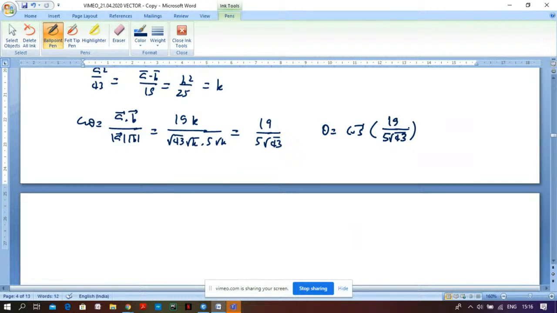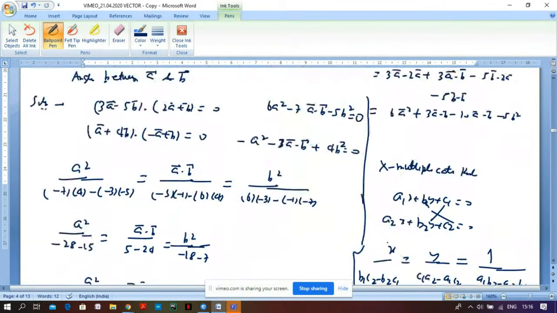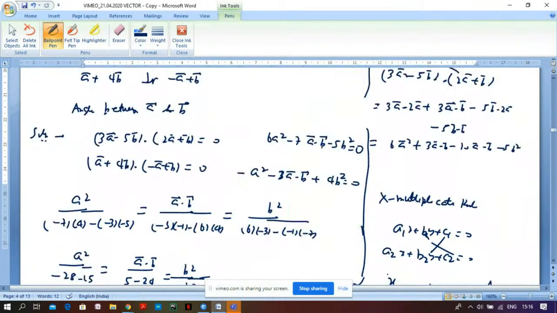That's a pretty good problem, but it used algebra also and some other stuff like the cross multiplication rule. First of all, I did not bring theta in anywhere. I just dotted this vector with this vector and got it in this form, and I applied the cross multiplication rule on a squared, a dot b, and b squared, and we got this expression.